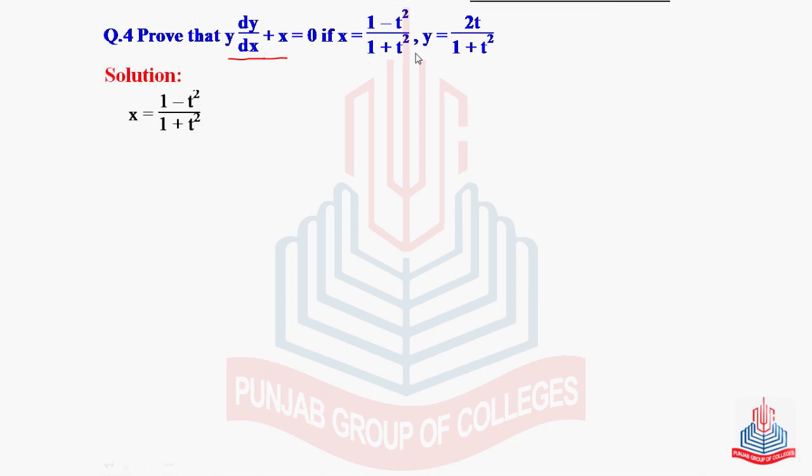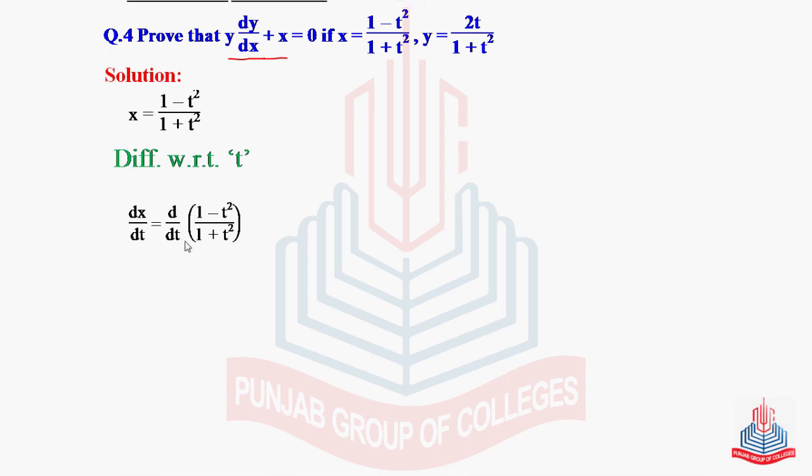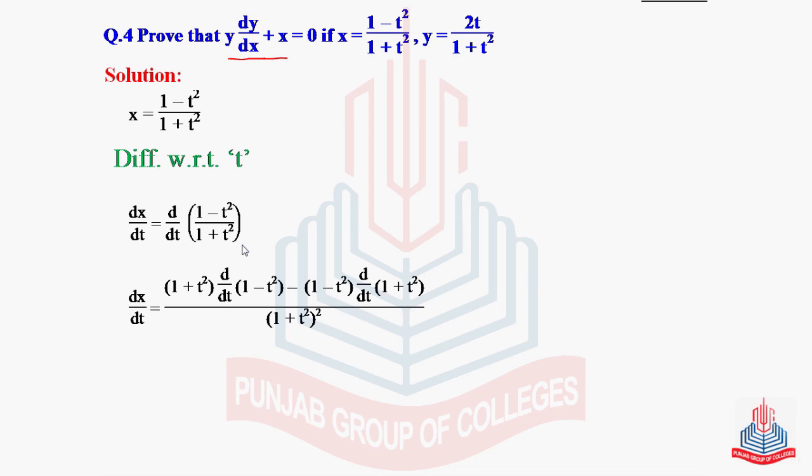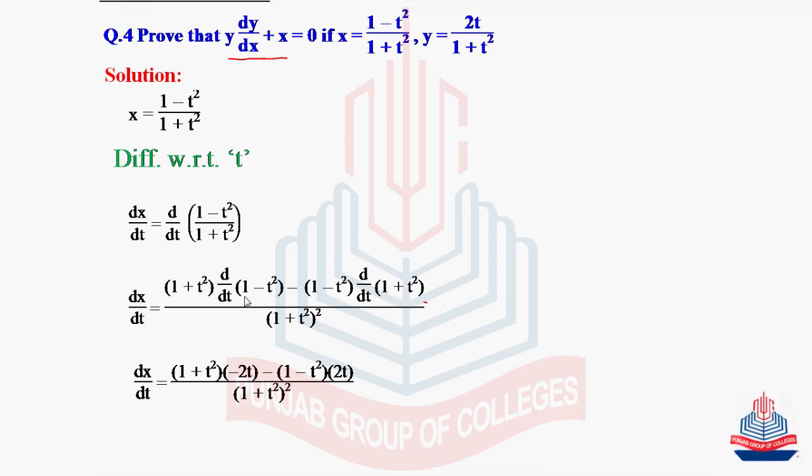Solution: let x is equal to (1 minus t square) divided by (1 plus t square). Differentiate with respect to t. So dx by dt is equal to d by dt of (1 minus t square) divided by (1 plus t square). Applying the quotient rule here, we have (1 plus t square) whole square in the denominator, and in the numerator, 1 plus t square will be as it is and derivative will apply on 1 minus t square, minus 1 minus t square will be as it is and derivative will apply on 1 plus t square.